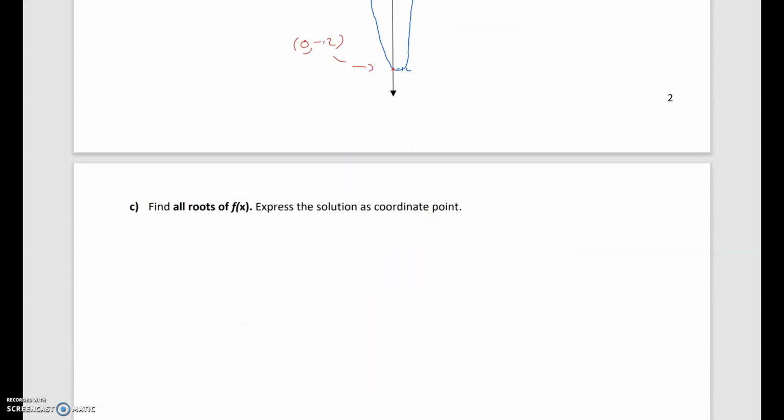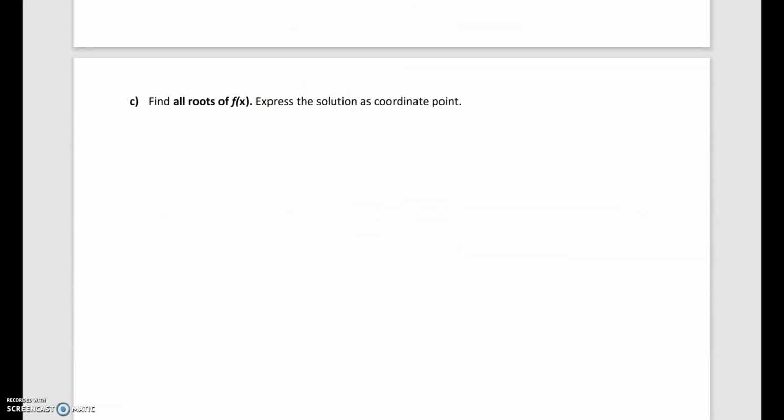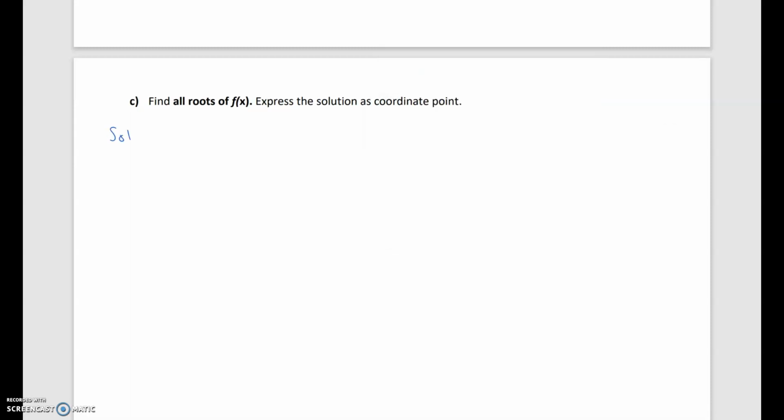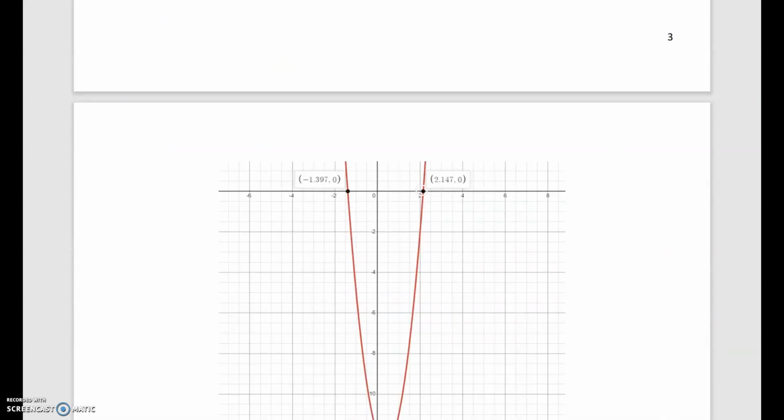The last portion of it is to find the roots of f of x. So in this case, we're going to solve the following equation. We want to know where f of x is equal to 0, or another way of viewing it is we're going to be finding the roots.